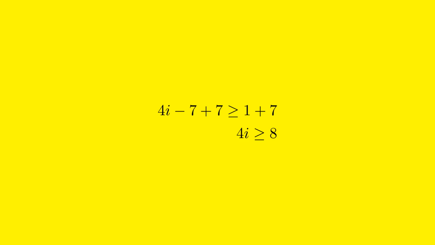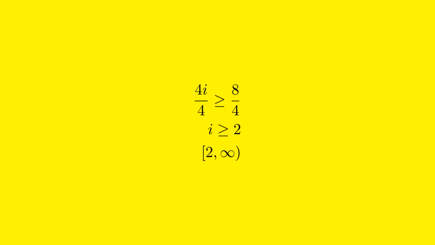So, the inequality 4i minus 7 is greater than or equal to 1 becomes 4i minus 7 plus 7 is greater than or equal to 1 plus 7. Simplifying both sides, we get 4i is greater than or equal to 8.